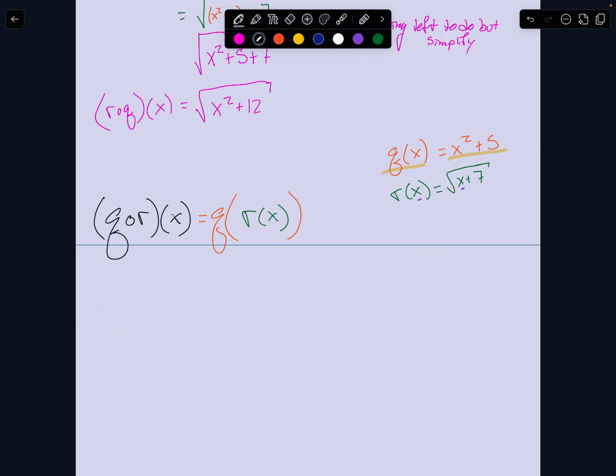Okay, and so now what I'm gonna do is, again, I'm just gonna substitute, right? I am going to substitute r of x for its whole equation, yeah? And so what's its whole equation? Well, its whole equation is the square root of x plus 7, right? And now that is going to be my new variable up here, right? Now I'm replacing the variable in q of x, right? I'm replacing that x that's being squared. So we're going to take this x and we're going to replace it with all of this.